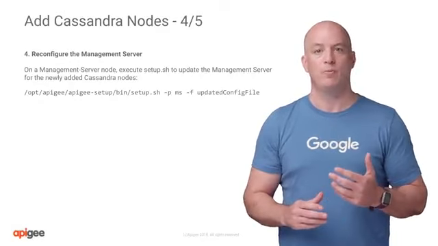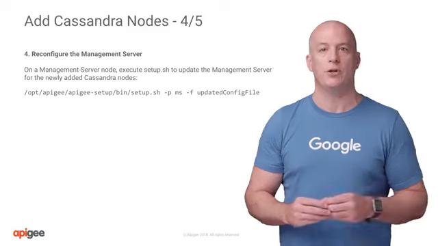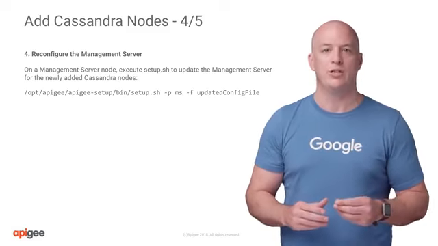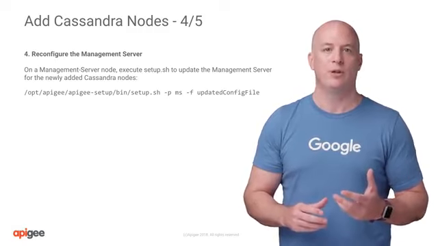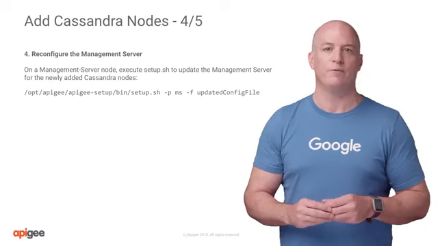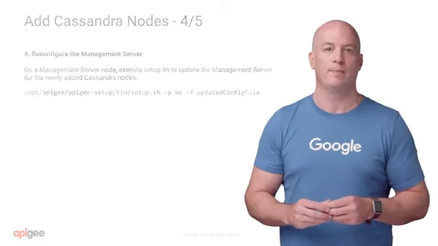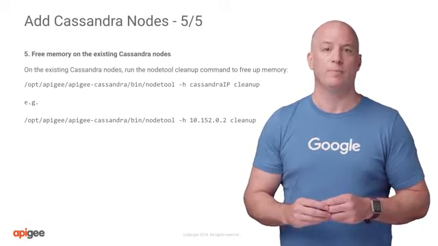Once the new nodes have been rebuilt, the management server needs to be reconfigured to be aware of the new topology. Again, this is done using the Apigee setup utility. We call the setup.sh script, passing in the profile ms and using the new updated configuration file with the new Cassandra topology. In the final step, we run nodetool with the cleanup option.